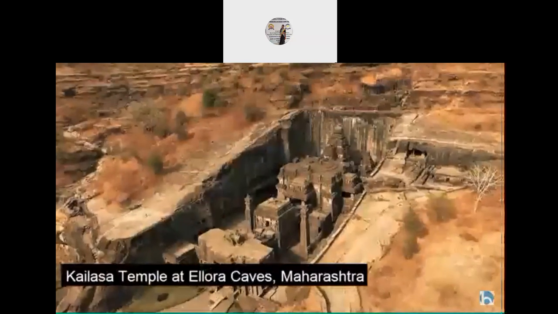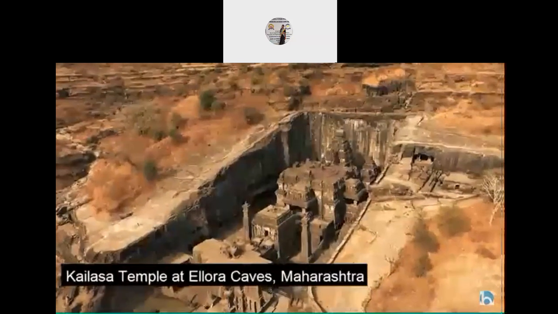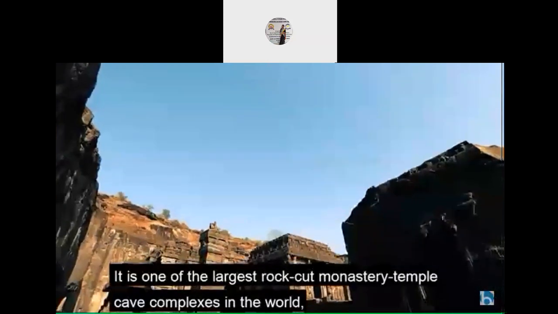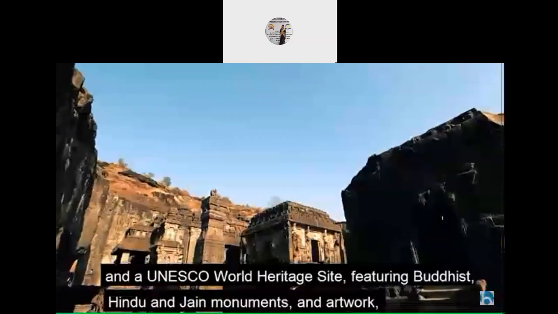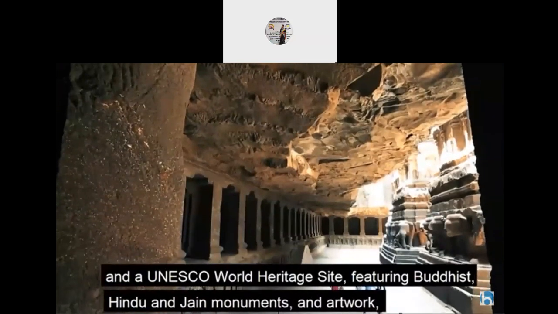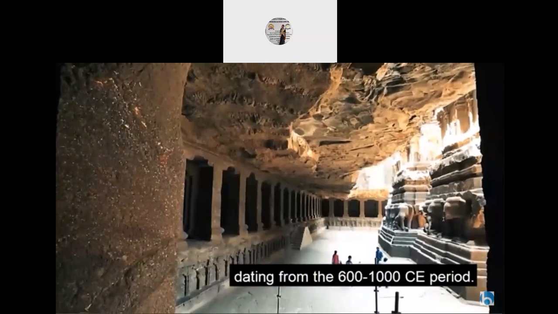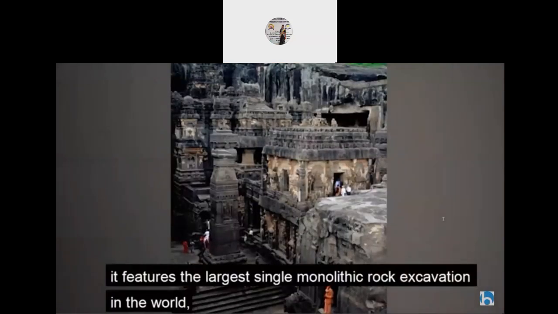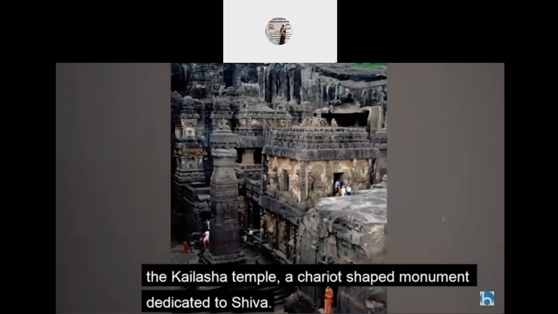Number 5. Kailasa Temple at Ellora Caves, Maharashtra. It is one of the largest rock-cut monastery temple cave complexes in the world and a UNESCO World Heritage Site featuring Buddhist, Hindu and Jain monuments and artwork dating from the 600 to 1000 CE period. It features the largest single monolithic rock excavation in the world, the Kailasa Temple, a chariot-shaped monument dedicated to Shiva.